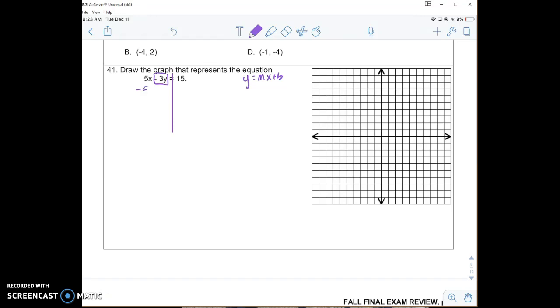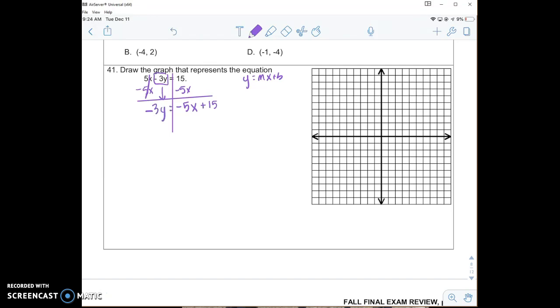I'm going to start by subtracting 5x on both sides. 5x and 15 are not like terms. So in the form mx plus b, I have negative 5x and positive 15. On the other side, I need to make sure that I carry down the negative in front, so negative 3y.